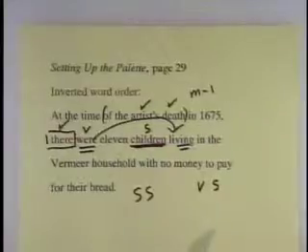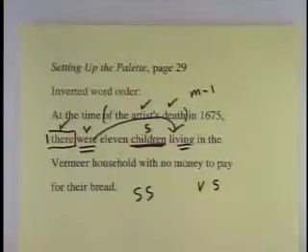I'd colorize it in some way, just so you can see that you've got part of the verb to the left and part of the verb to the right. And that will always be the case if you're analyzing a clause that has more than one word acting as a verb. Again, let me turn that around for you. 11 children were living there in the Vermeer household with no money to pay for their bread.